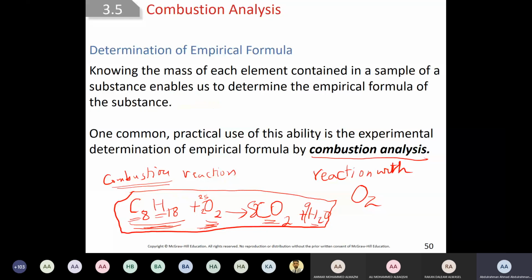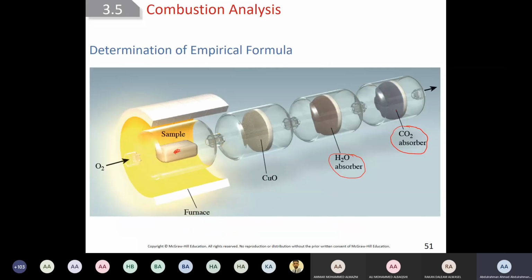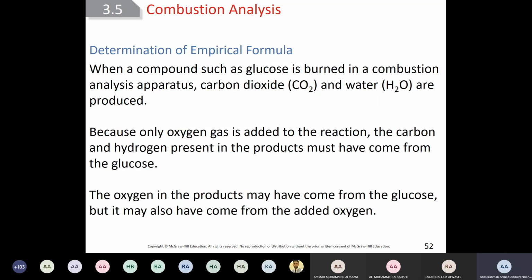Now let's go back to our reaction. Where does the carbon come from? All the carbon here comes from the CO2, right? And all the hydrogen here comes from the water. So if I know how much water and how much CO2 I have, then I can tell how much hydrogen and how much carbon I have, right?